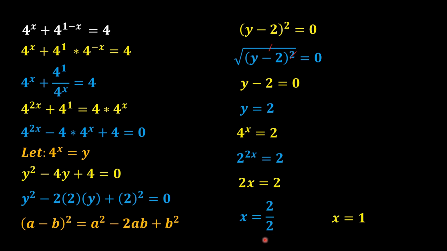As a result 2 and 2 will cancel out together, and we get the value of x, which is equal to 1, and this is the answer for the equation 4^x + 4^(1-x) is equal to 4.